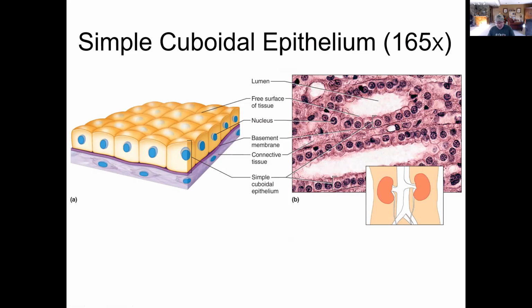And not only do we find them here in the kidneys, but as your book mentions, the surface of the ovaries and various ducts that line certain glands can be good places to look for simple cuboidal epithelium.